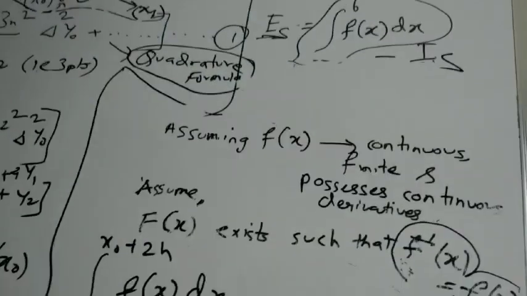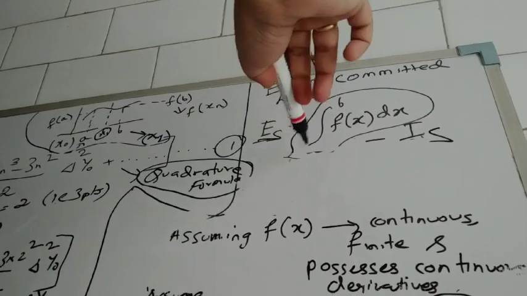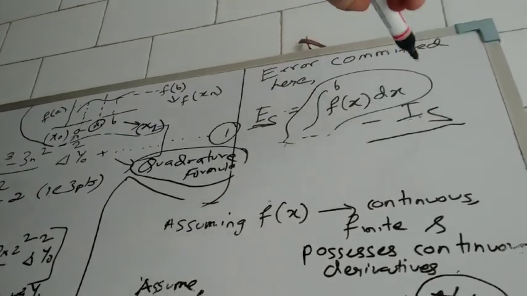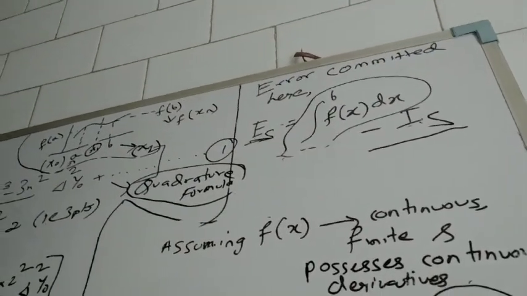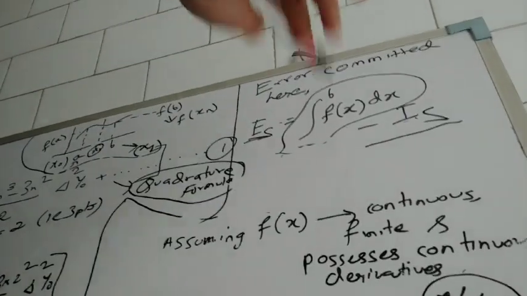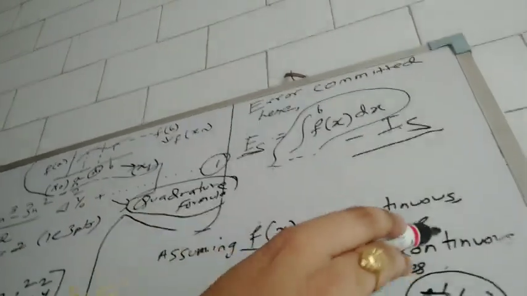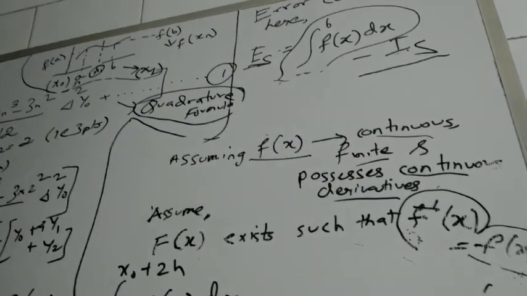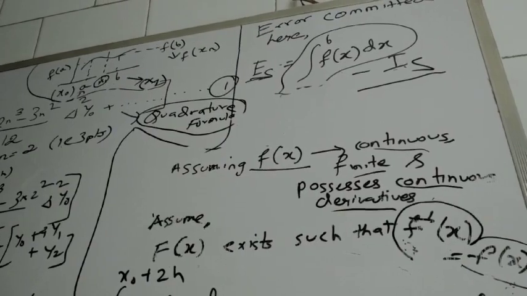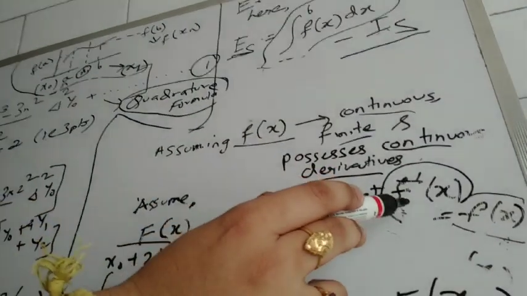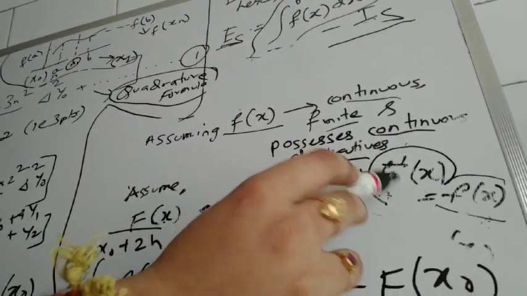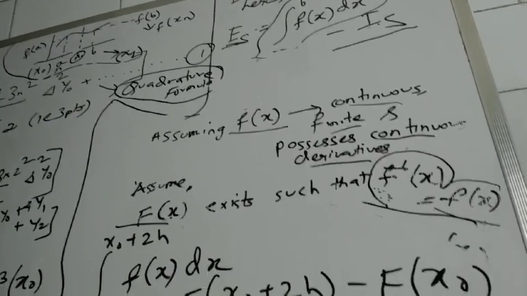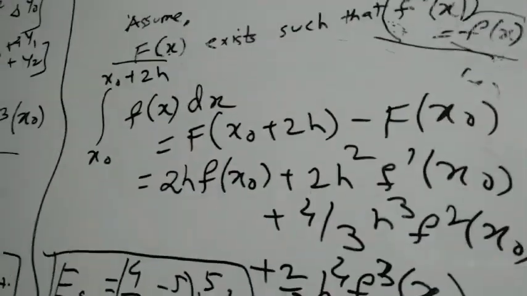What is the error? The error is basically the integration from a to b of f(x) dx, and for this case it is not Et, it should be Es, right? Because we are finding it for Simpson's 1/3 rule. So the procedure is again the same. We are considering f(x) to be continuous, finite, and it possesses all the derivatives of all orders. And we are considering a capital F(x), and the relationship between f(x) and capital F(x) is basically this one.